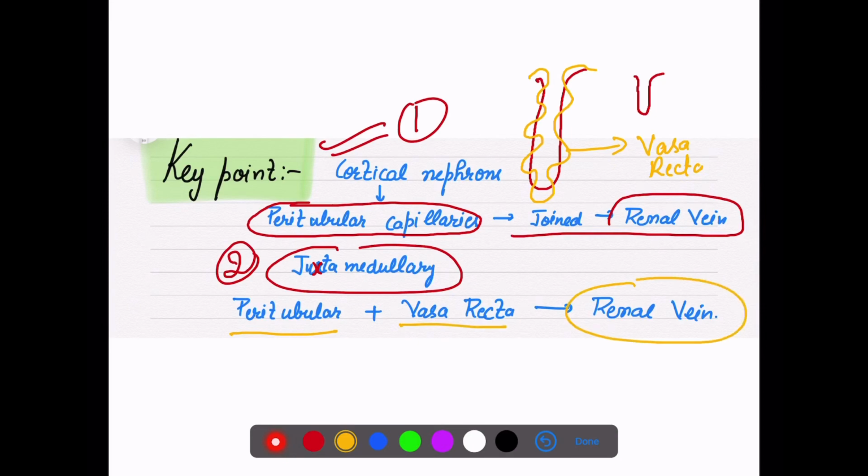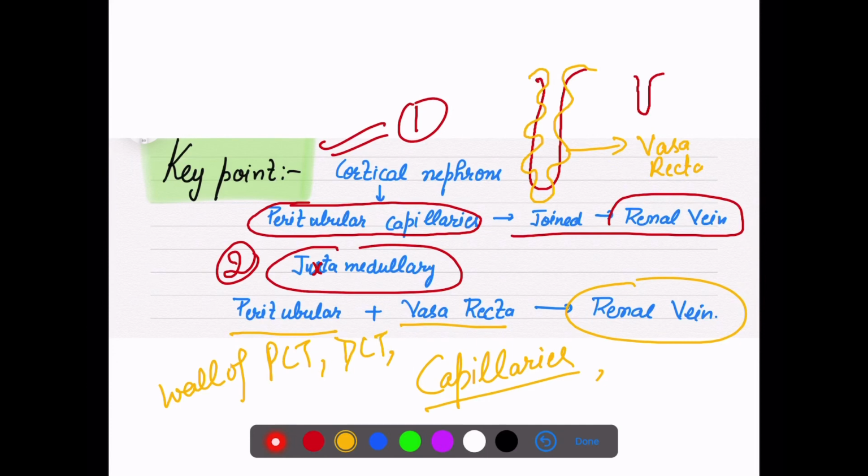This is all the information we need to understand about the capillaries as well as the wall of PCT, DCT and ascending limb, descending limb in complete detail. Now it will be very easy for us to understand our next part, that is urine formation, right?